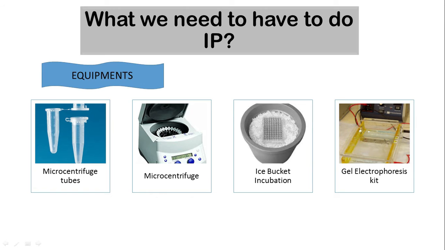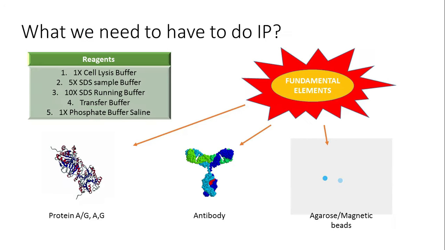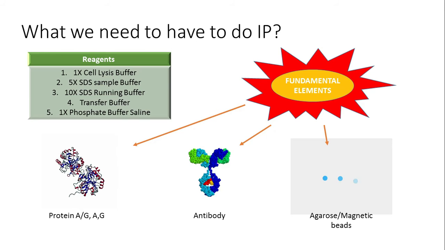So, the equipment that is needed are microcentrifuge tubes, microcentrifuge, ice bucket incubation, gel electrophoresis kit, and reagents like cell lysis buffer, SDS sample buffer, SDS running buffer, transfer buffer, phosphate buffered saline, and of course the fundamental elements which are required: protein A/G, antibody, and agarose or magnetic beads.